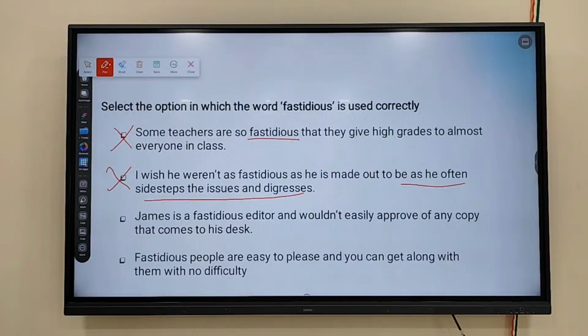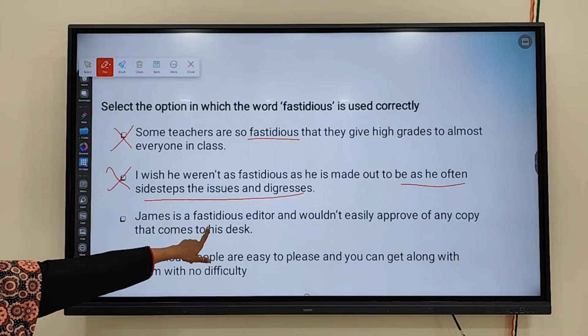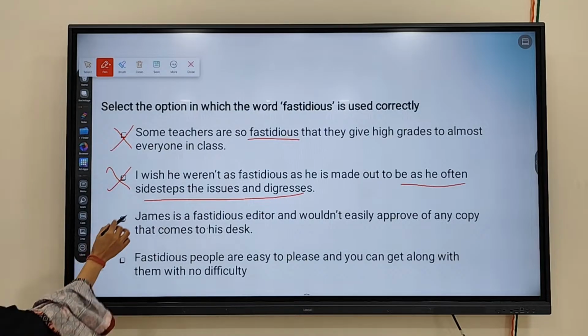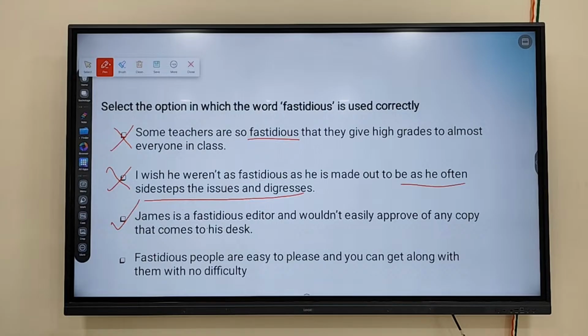James is a fastidious editor and he wouldn't easily approve of any copy that comes to his desk. You did replace, what is the meaning? Attentive. So James is so attentive that he wouldn't easily approve. So he'll be very attentive and check everything thoroughly. Do you think that is correct? So we think this is correct. Let us still see the last one.